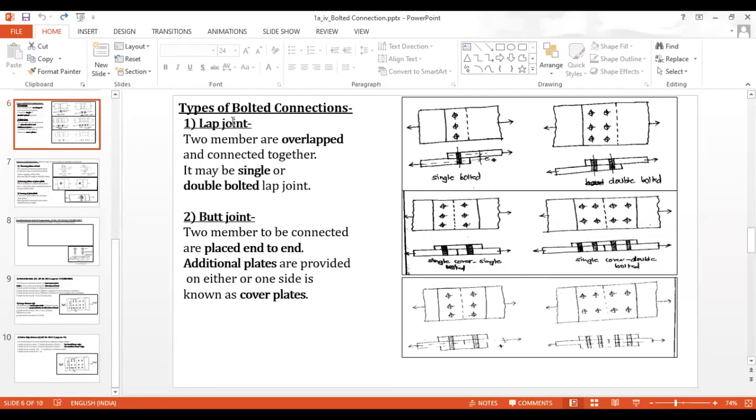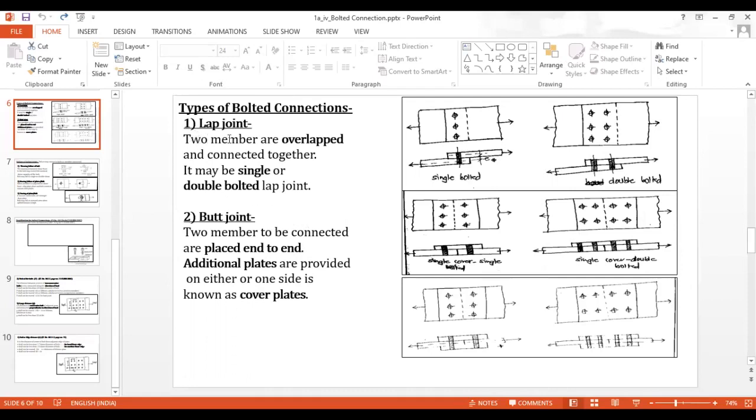Now, types of the bolted connection. First one is the lap joint. Second one is the butt joint. What do we mean by lap joint? First, let us understand it from the definition. Then we will be moving towards the diagram part.